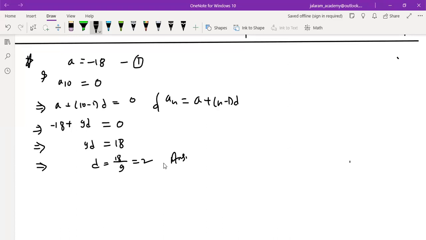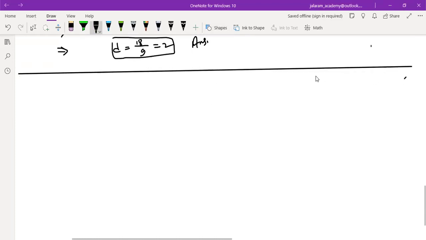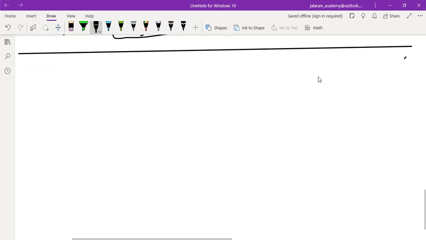Yes, sir. Now read the question further. After this line, what is written? Find its common difference. So what is the problem? We have already calculated this. So why are you asking this if you know how to solve it? This we have already discussed. Any other doubt? No, sir. Any doubt in AP to anyone?